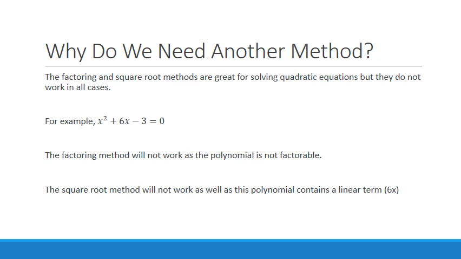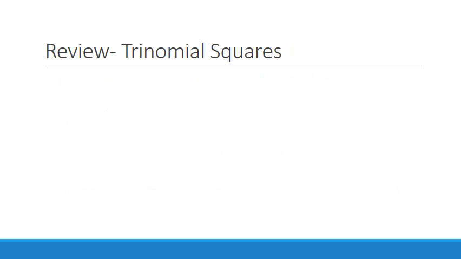So remember that this is your quadratic term, this is your linear term, and that's just our constant, okay? But because of that linear term, we can't actually use the square root method. So we can't use factoring, can't use square root, we're stuck. That's where completing the square comes in.